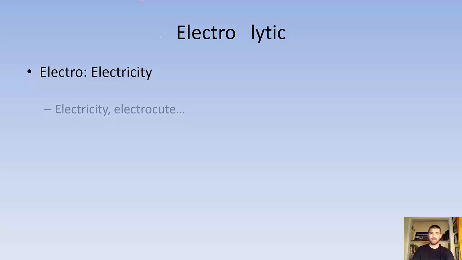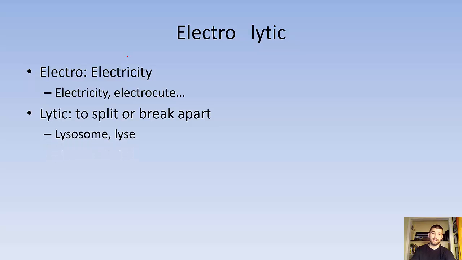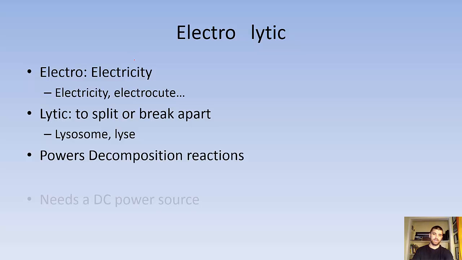All right, so let's break down the word electrolytic. Electro just kind of means electricity, so you've seen that probably in electricity, electrocute, etc. And lytic means to break apart. So things like lysosomes or lyse means to break it down. All right, so we're using electricity to power decomposition reactions.